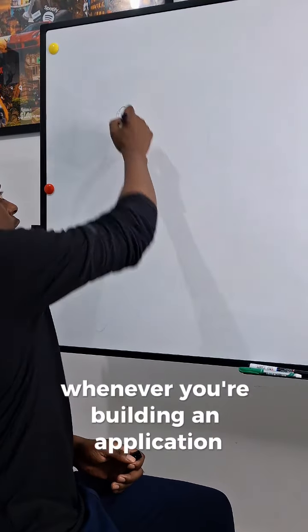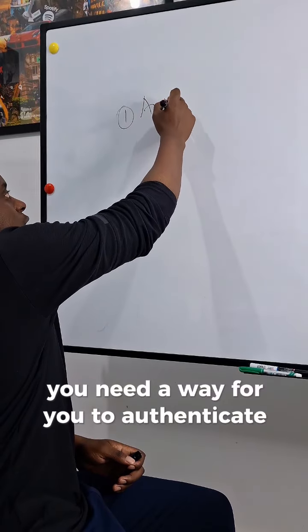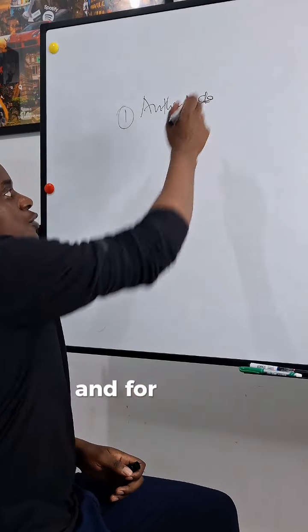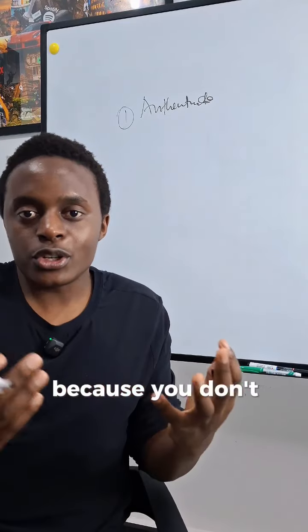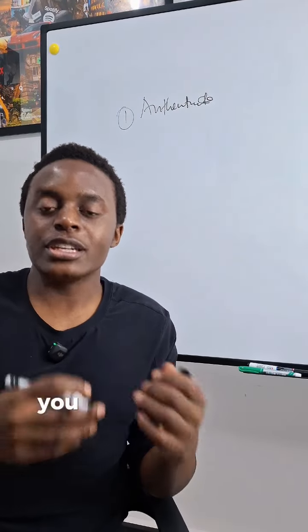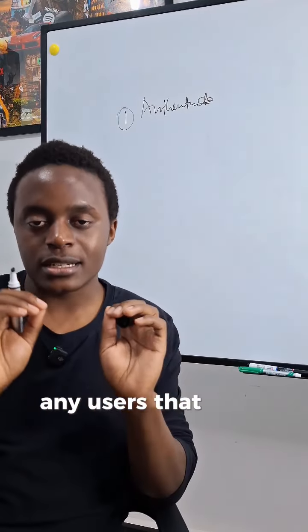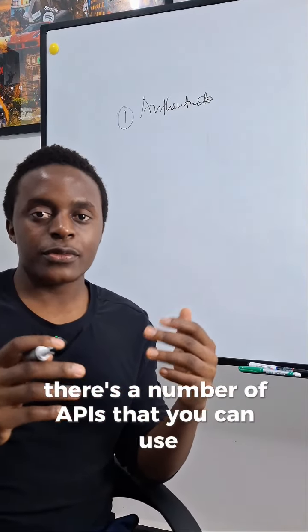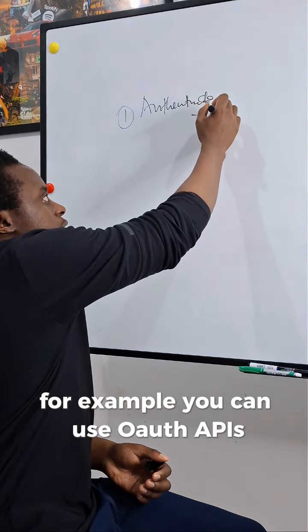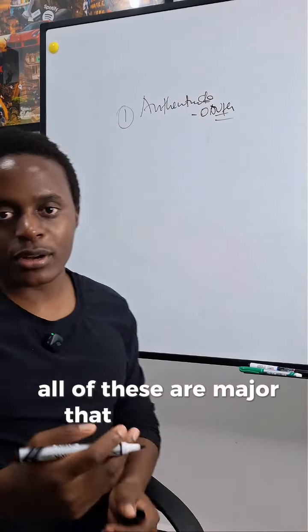Whenever you're building an application, you need a way for you to authenticate your users. And for you to authenticate your users, you need authentication APIs because you don't want just any other user to access your application. You need a good way to manage any users that come into your application. To help you in this, there's a number of APIs that you can use. For example, you can use OAuth APIs. You can use OAuth. These are major ones that everyone else uses.